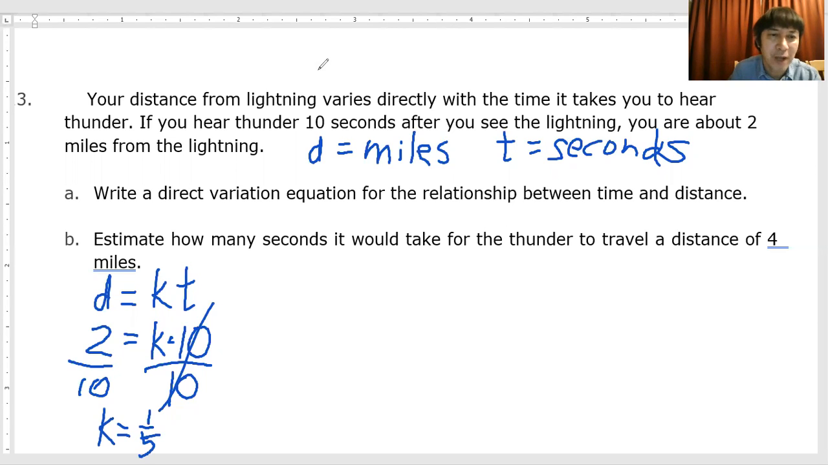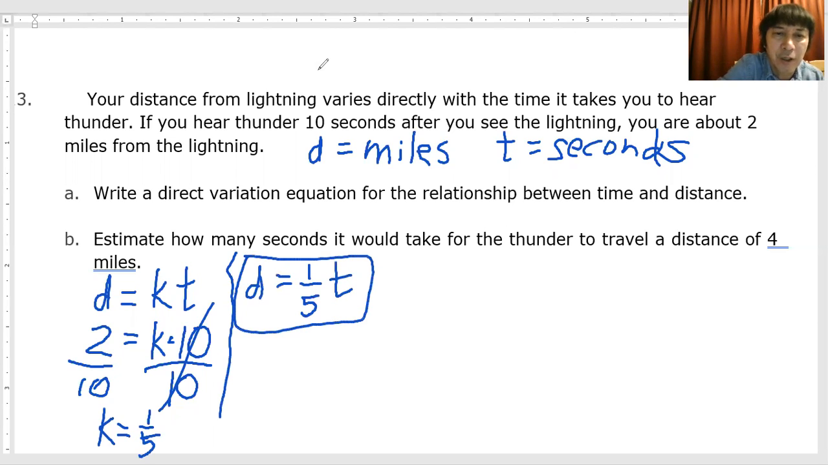So we can now go back to our d equals kt and set up the equation. So d is equal to 1/5 t. Here's our working equation. All right, so we write a direct variation equation. So we have our equation there. All right. Next, letter B.